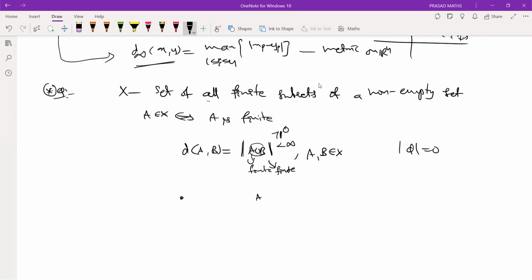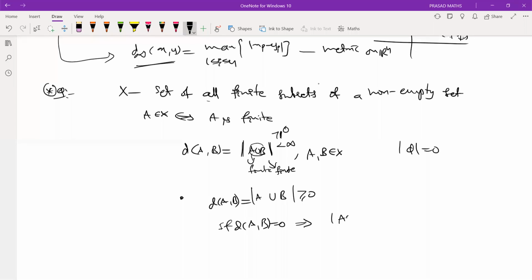Because A is finite and B is finite, whose union is finite. A finite set contains 0 elements, 1 element, 2 elements, 3 elements. That means the cardinality is non-negative. So the distance between two points is non-negative. Is there any doubt? Okay. So what about the second property? The distance between A union B equals that of B union A, both are the same.